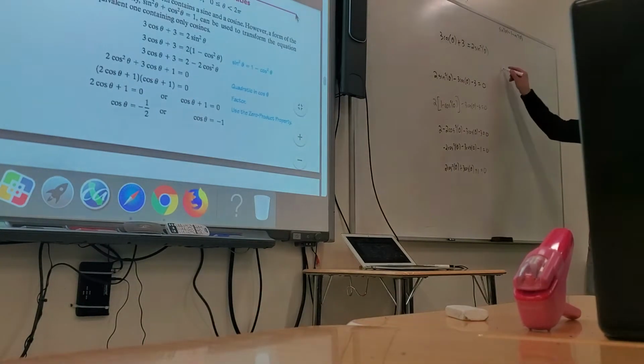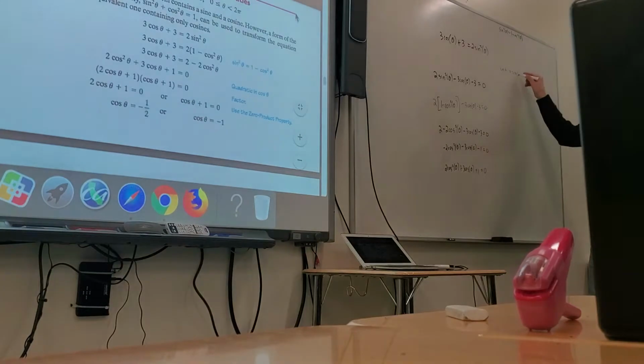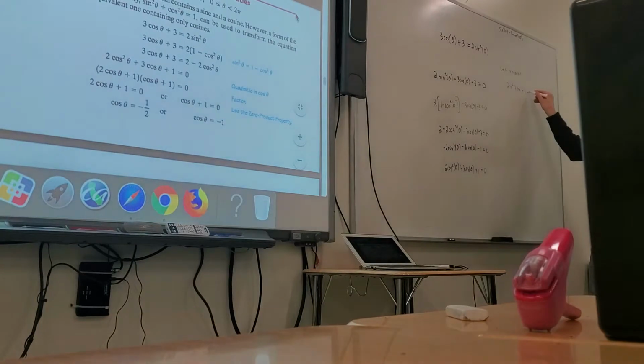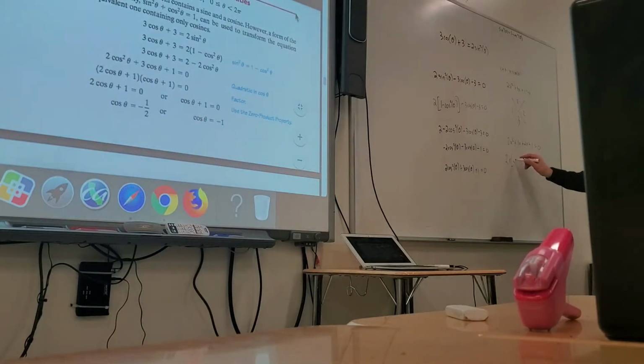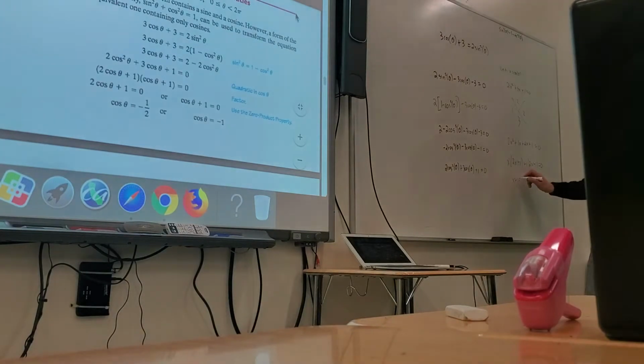Now we're going to let x equal cosine of theta. If that's the case, then we get 2x squared plus 3x plus 1 equals 0. And we're going to try to find factors of 2 times 1, 2, using 3. Back to back grouping. Can't pull out a 2. Pull out the x. Can't, the only thing you can put here is a 1. So we get x plus 1 times 2x plus 1.